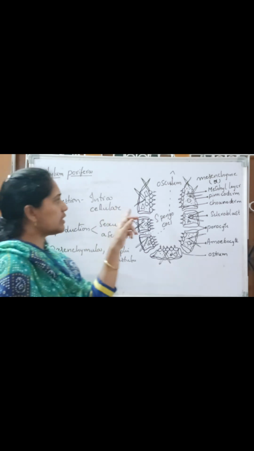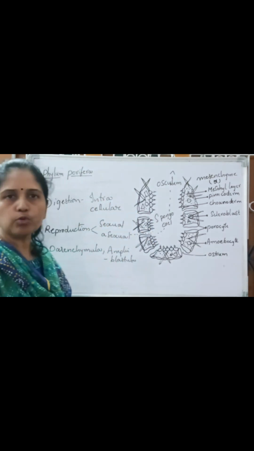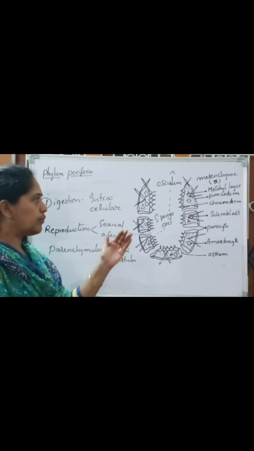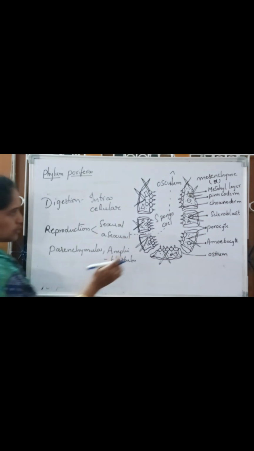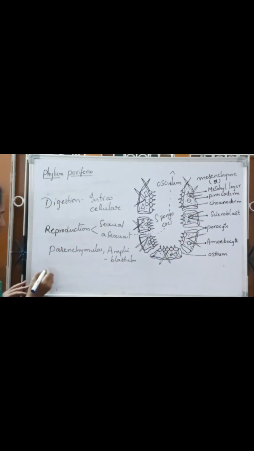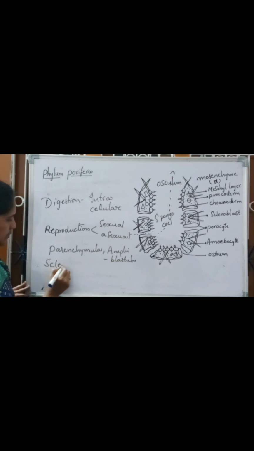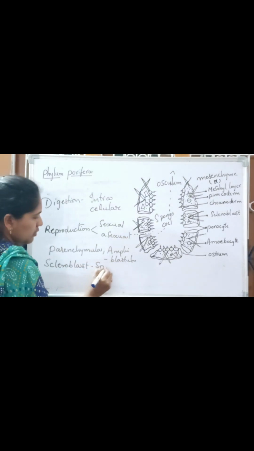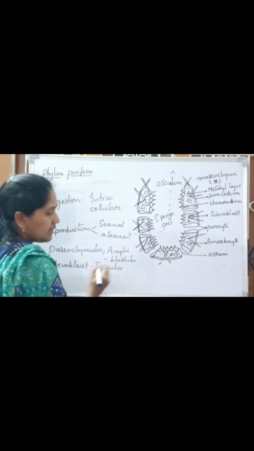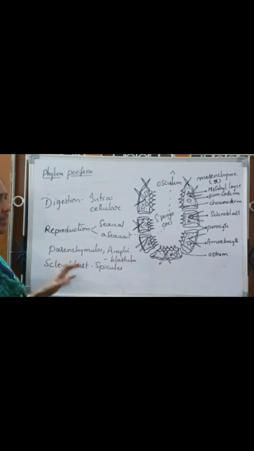Here in the mesenchyme or mesohyle, there are some amoebocytes which are active to perform different activities. There are also cells called scleroblast cells. You can see in the mesenchyme there are scleroblast cells which produce spicules, which act like a skeleton in the sponges, because they do not have any skeletal system. So the spicules act like a skeleton, and spicules are produced by the scleroblast cells.